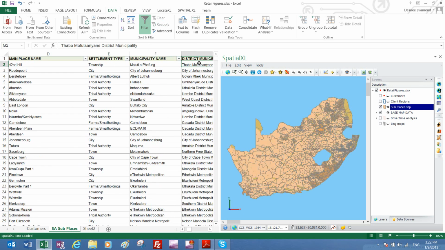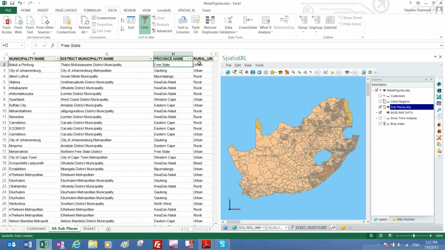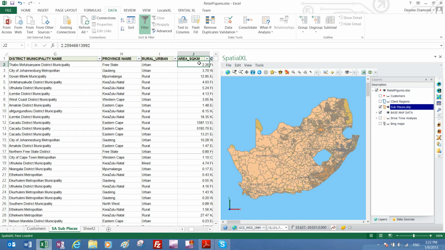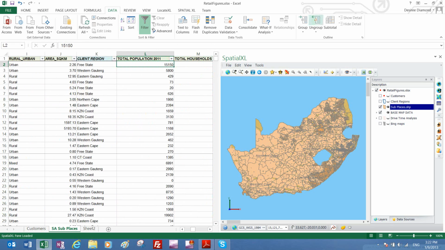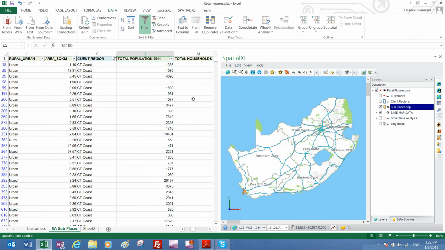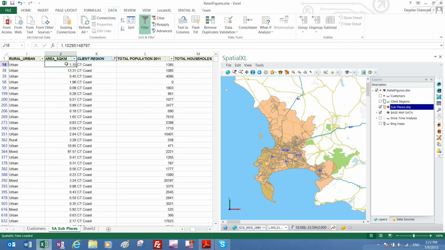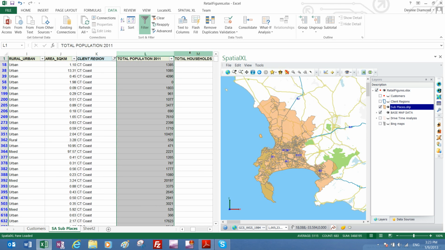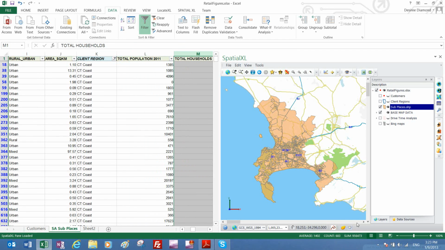Again, if you've classified this information into your sales boundaries, you can also filter on a customized boundary area. So for instance, I'm going to filter here on client region, and I'm going to look at my Cape Town Coast region. I can now get demographic information about these areas, like what is the total population of this area or the total households of this area.